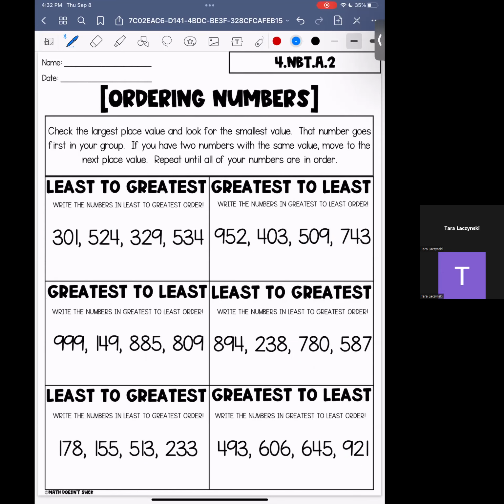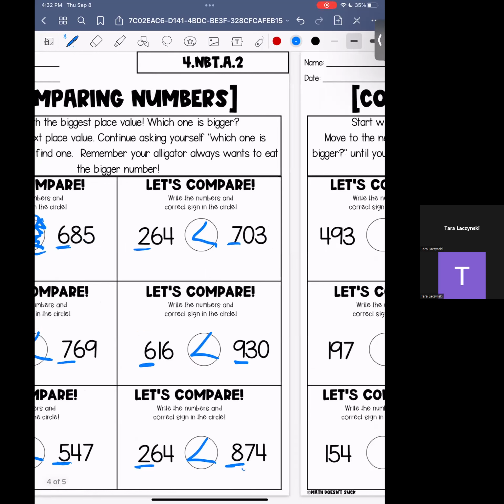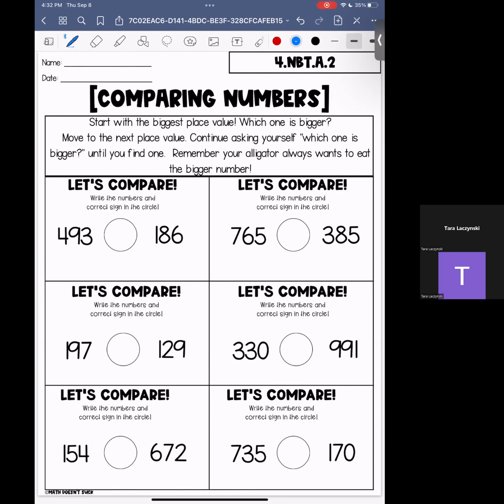All right, sweet faces, let's take a look at our next one. Again, we are comparing numbers. We have 493 and 186. If we look at our greatest value, we're comparing a 4 and a 1 in the hundredths place. 493 is going to be greater than 186.